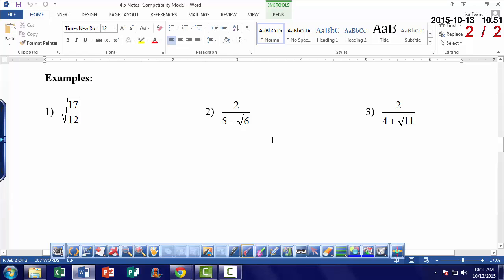Okay, now there's more than one way to do this problem. Some people recognize that they can reduce the square root of 12 and they want to write it as 2 root 2. You can do that and then you have smaller numbers to deal with.